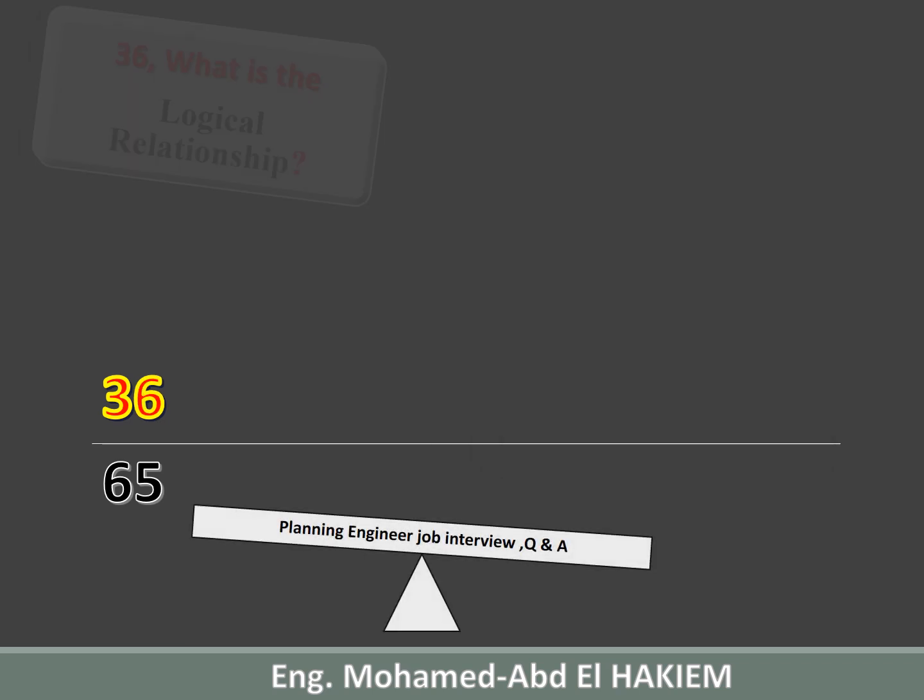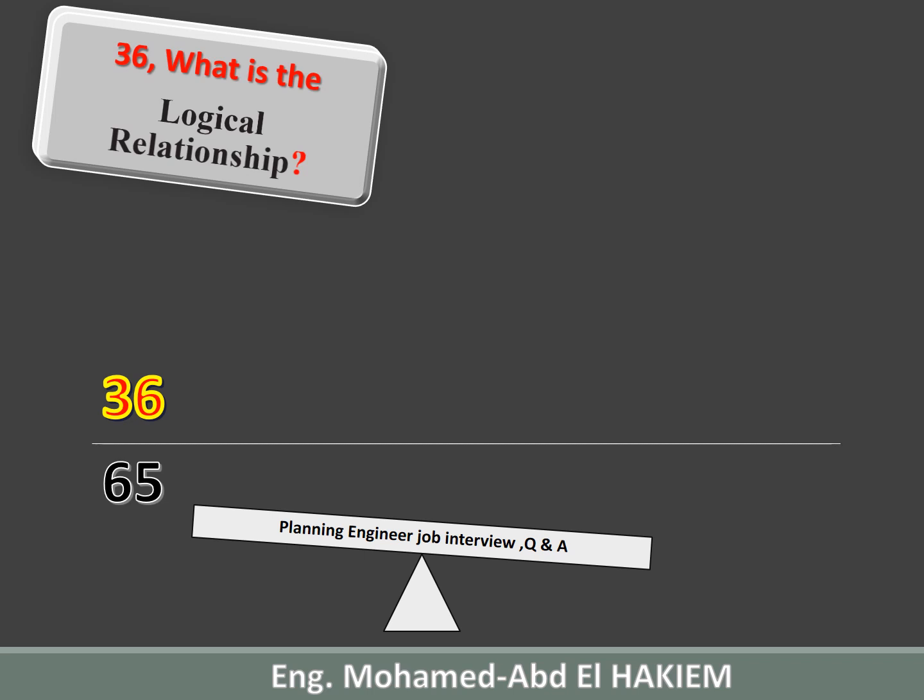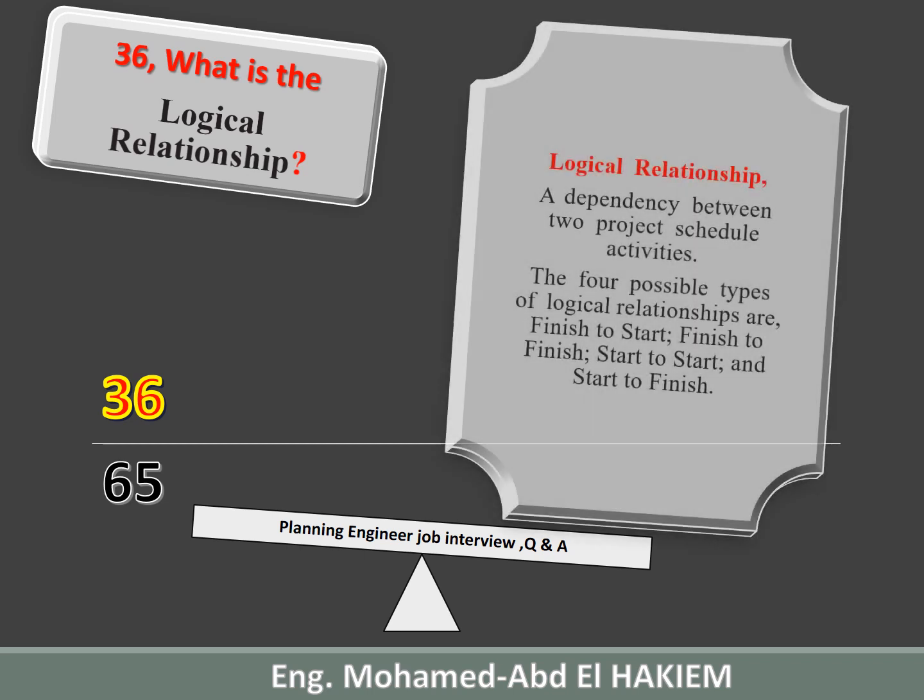36. What is the logical relationship? Logical relationship is a dependency between two project schedule activities. The four possible types of logical relationships are finish to start, finish to finish, start to start, and start to finish.